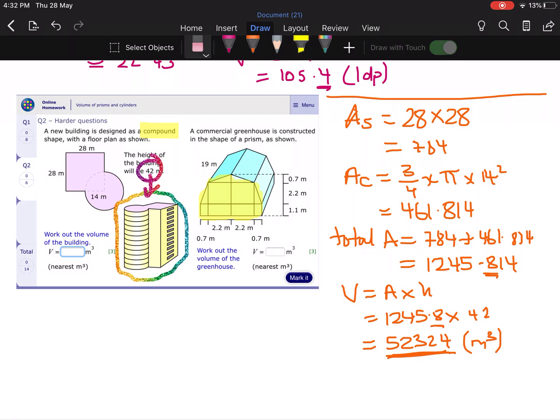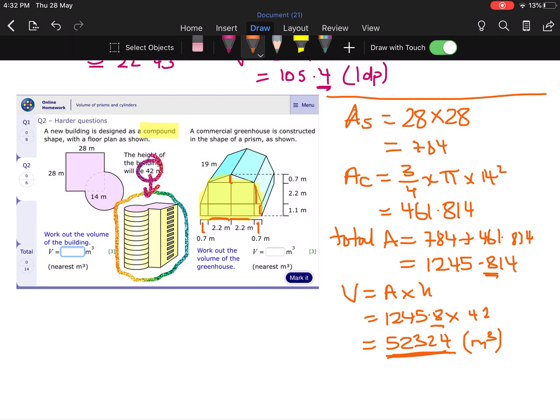So how are we going to find the area of the front face? It's given us lots of little lengths to try and confuse us. You can see that here is 0.7, 0.7, this length's 2.2, 2.2, 1.1 here, 2.2 here, and 0.7 here. So all these complex looking ways of giving us a measurement just gives us the length of these lines.